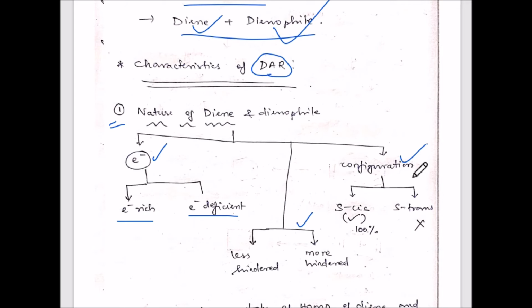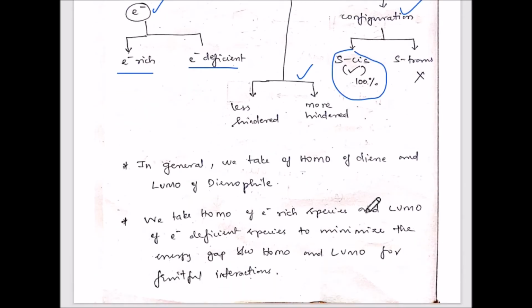It should be in a cisoid form and not a transoid form, so it is clearly shown here. You should have 100% cis form. Then only your Diels-Alder reaction is more possible.